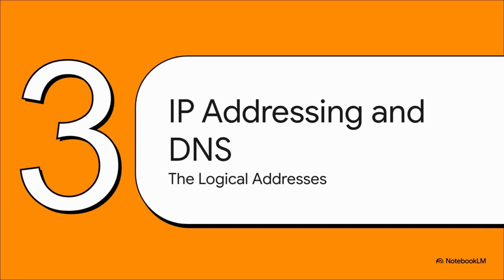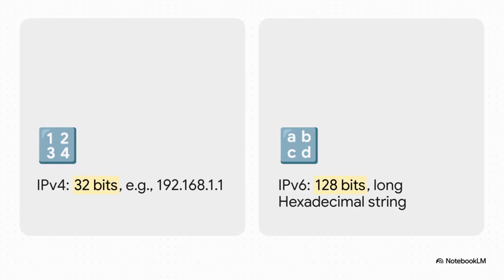Coming to the next point, IP addressing and DNS, the logical addresses. Please do one thing. Pay very close attention to this part because NIELIT simply loves this exact topic. We talked about physical cables, but how do computers logically find each other? Look at the massive visual difference in front of you. On one side, we have IPv4, which looks something like 192.168.1.1, a nice, short numeric sequence. On the other side, we have IPv6, which is this incredibly long, complex hexadecimal string.